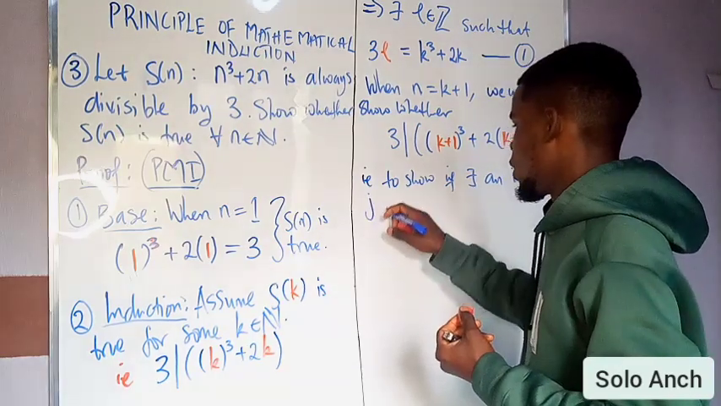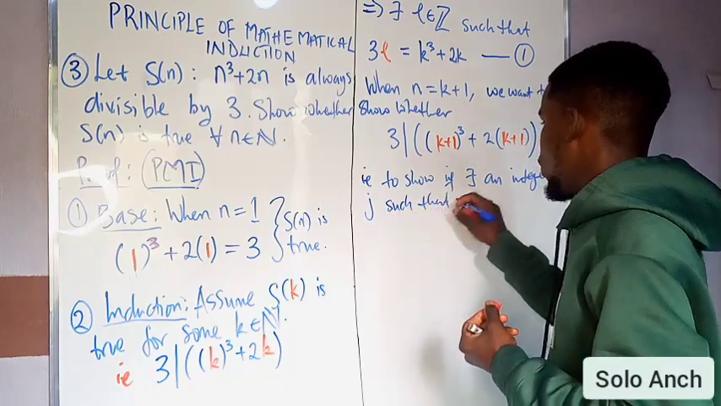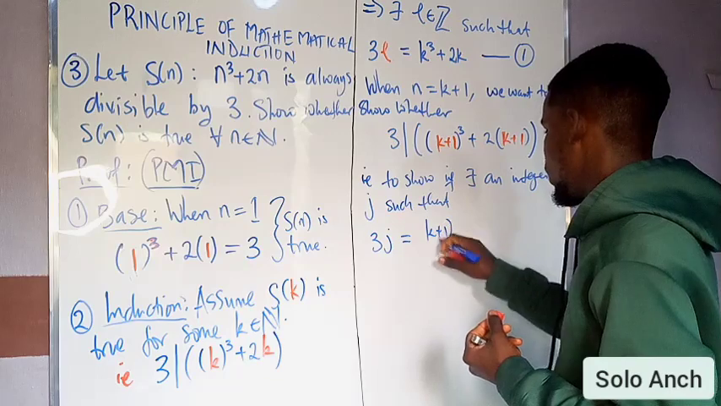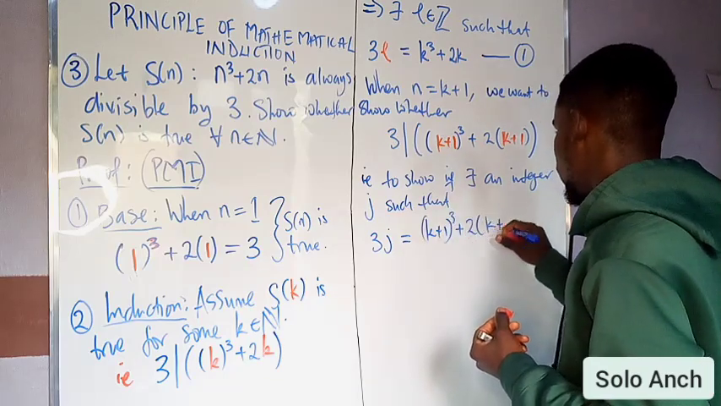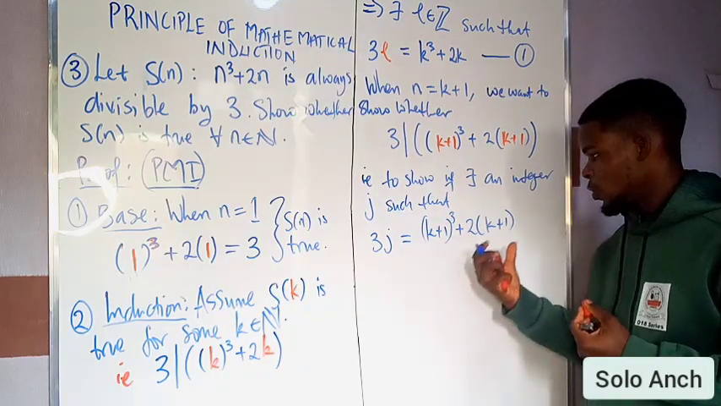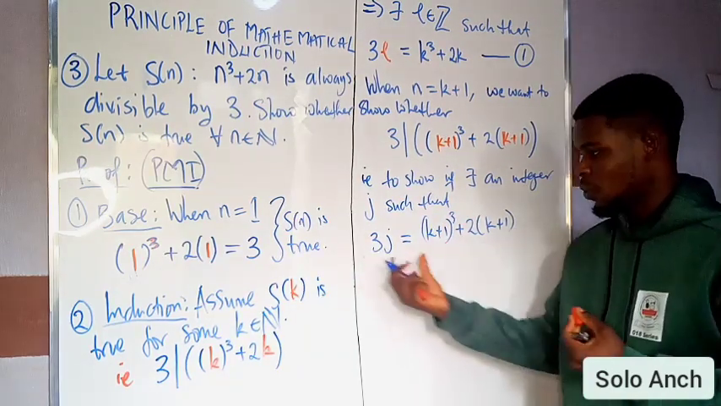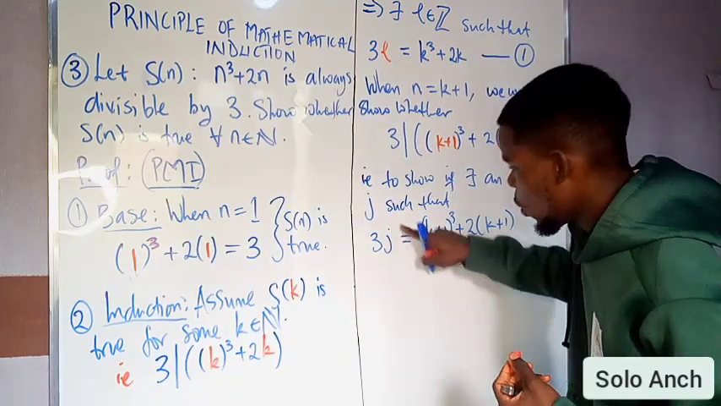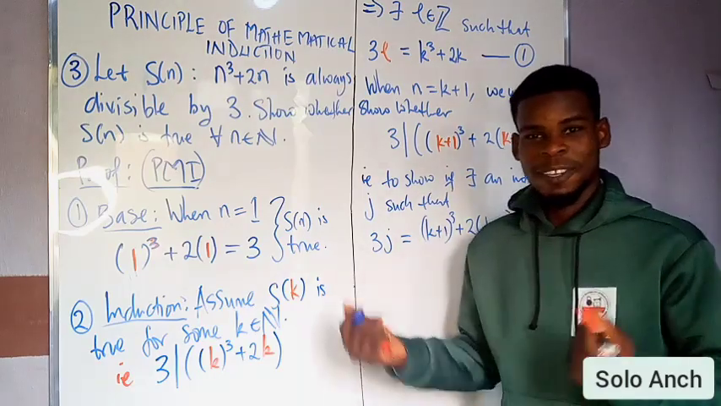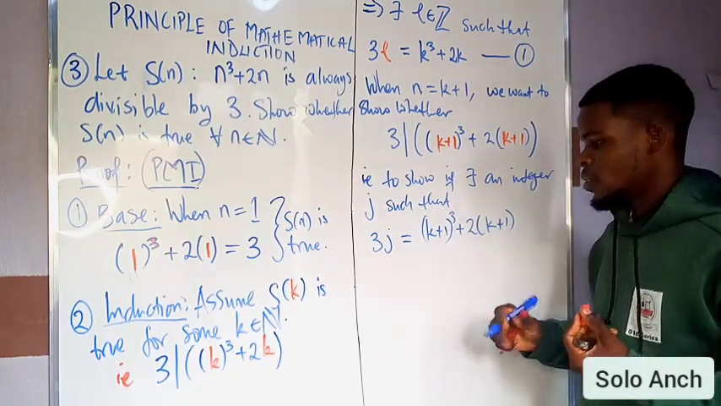That is to show if there is an integer, let's call that integer j, such that 3j is the same thing as k plus 1 to the third power plus 2 into k plus 1. In other words, if we can rewrite this as a multiple of 3, it means 3 will divide it. This means 3 times some whole number, where this whole number can be a combination of other whole numbers, like the addition of other whole numbers and the rest. Anyway, you will see. That's just the outline. So let's see what we have.